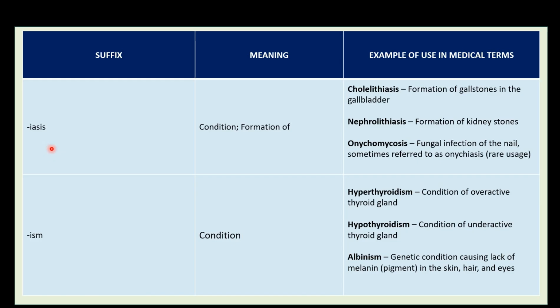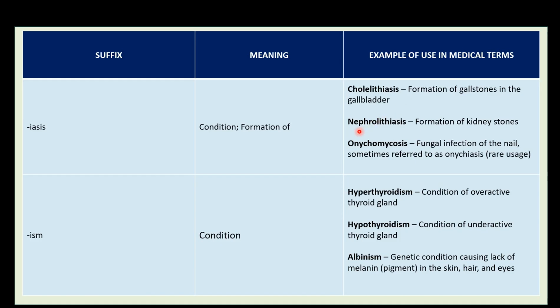Next is -iasis, which is again denoting a condition or a formation of. This is a stage where something starts forming. For example, cholelithiasis, which means formation of gallstones in the gallbladder. If you read this terminology again, cholelithiasis, you will find that in the end we are using -iasis, which is denoting the formation of gallstones in the gallbladder. So here we are talking about the formation, that's why we are using -iasis.